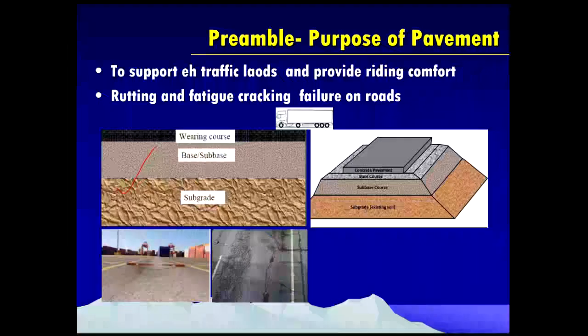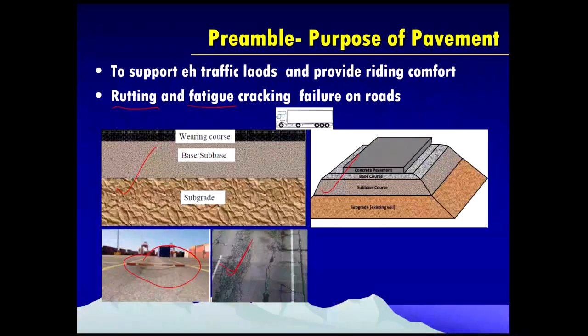This is a cross section of a rigid pavement, and you can see a typical failure. This is rutting. This is fatigue cracking. Nowadays we are talking about the performance of the road. Performance in terms of what? Performance in terms of rutting, performance in terms of fatigue cracking.